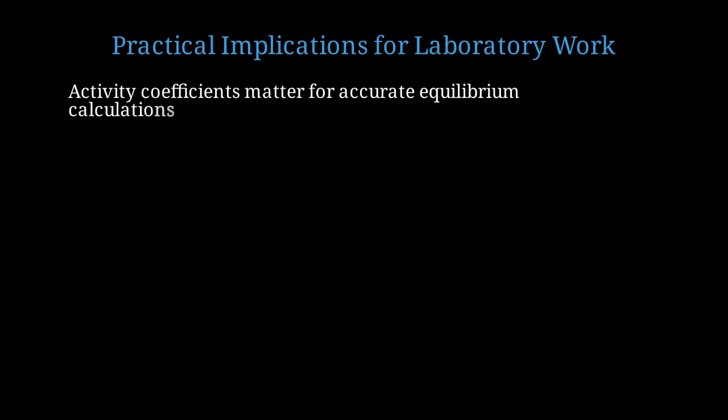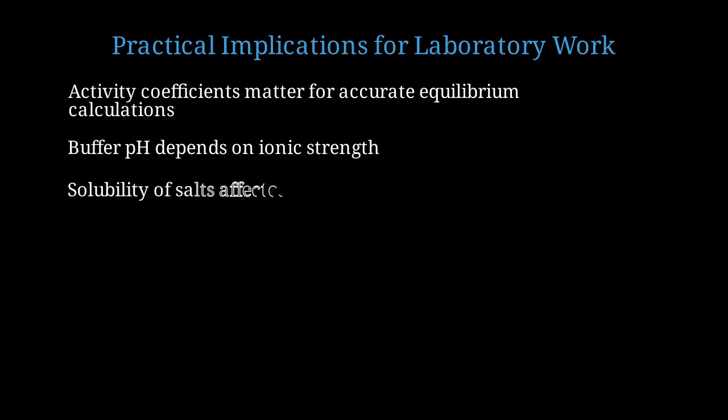There are important practical implications for anyone working with ionic solutions in the laboratory. If you're calculating chemical equilibria, you need to use activities, not just concentrations, especially at higher ionic strengths. The pH of buffer solutions depends on ionic strength. A buffer at 0.1 molar ionic strength has a slightly different pH than at 0.01 molar. The solubility of sparingly soluble salts is affected by other ions in solution through the ionic strength effect.